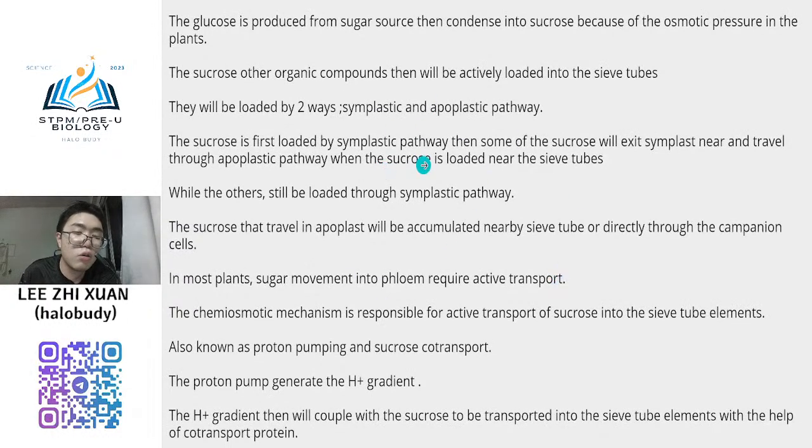So this is the explanation. I already explained almost all. This is very important: the sugar movement into the phloem requires active transport. Compared to the water molecule, which moves by passive transport, it is the osmosis process, right? But in the translocation process, the sugar normally needs to use an active transport process. Okay.